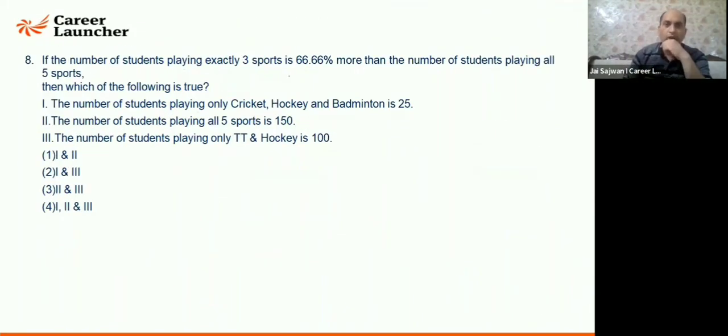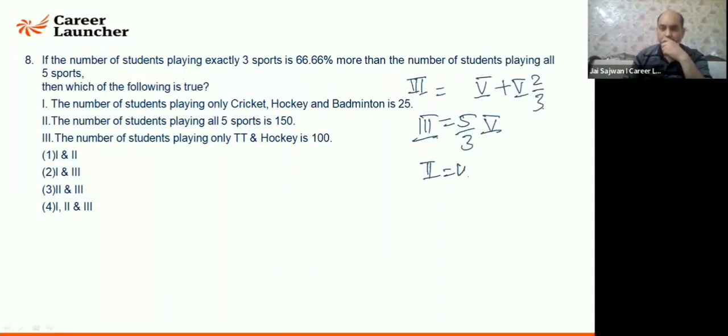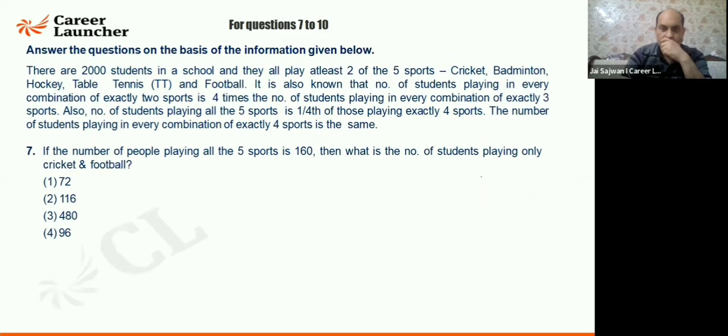Now the next part of this. The number of students playing exactly 3 sports is 60% more than the number of people playing all the 5 sports. So from 5 sports to 3 sports, that is 60% more, means 2/3 more. So can I say 5th plus 2/3 of 5th? That is 5/3 of 5th. This is what is given. And in the main statement, it is given second is equal to 4 times of 4. Sorry, third.